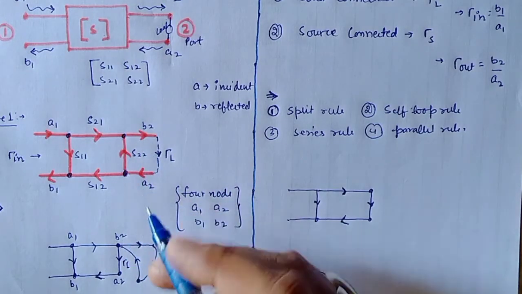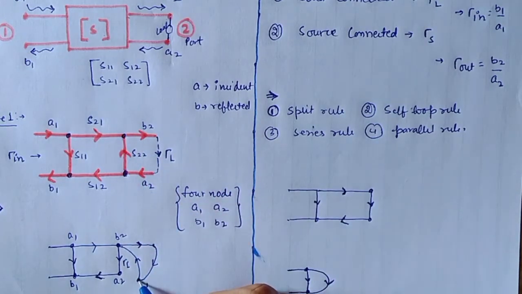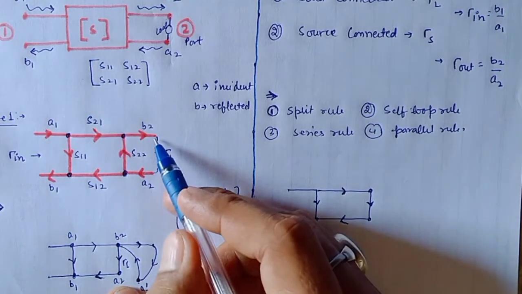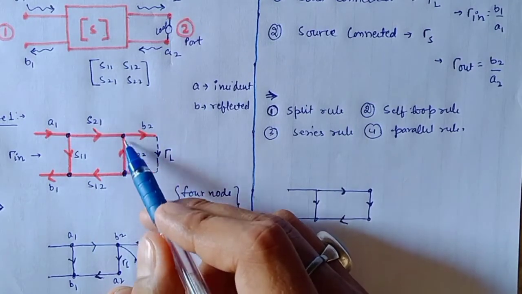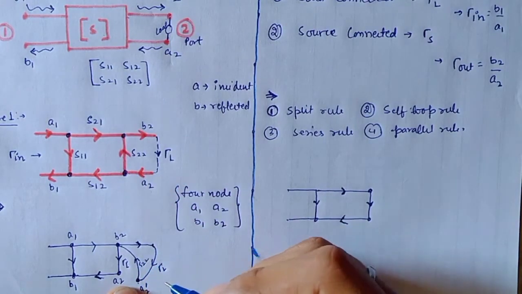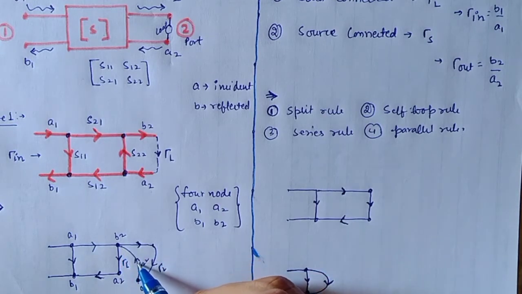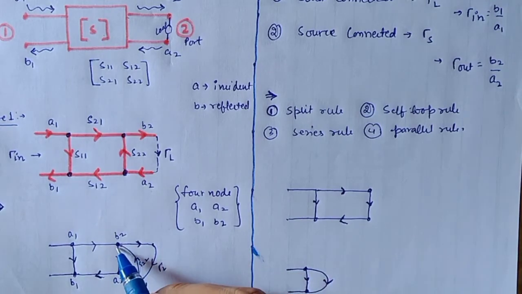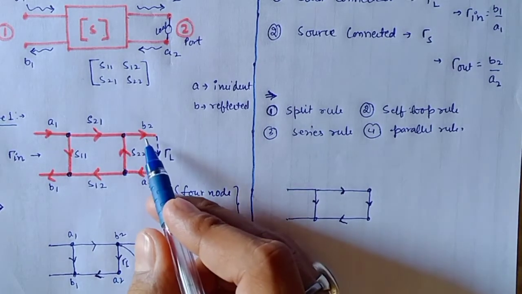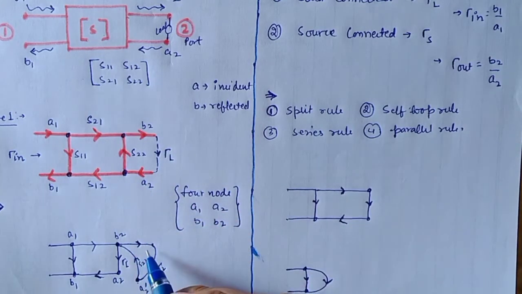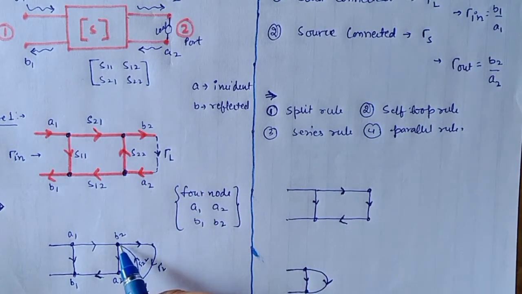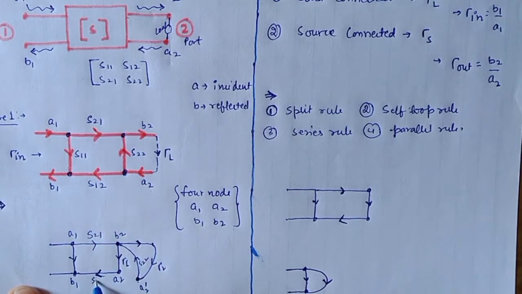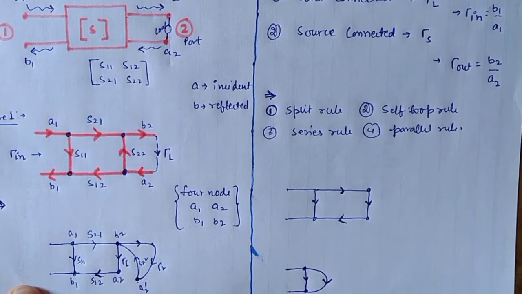When I split this node and form a virtual node A2 dash, this A2 dash should have the gamma L that is there already, and the other connection which has S22 should be given to this branch. Now we got a self loop which starts from B2 and ends at B2 only, and we have another connection from B2 to A2 which was gamma L. We did not alter it. So we are satisfying the split rule, and we have generated a self loop at the B2 node. Other parameters remain the same: S21, S12, S11.